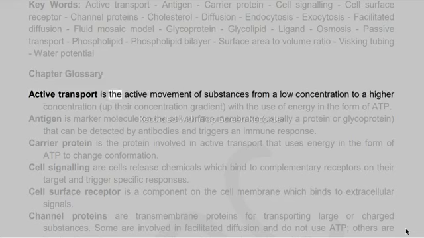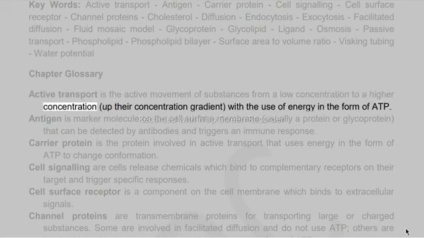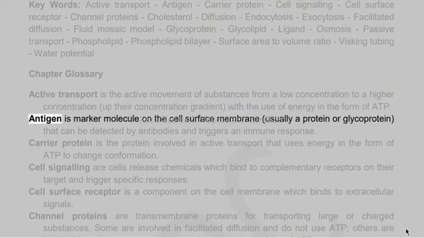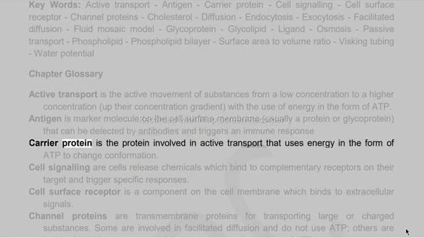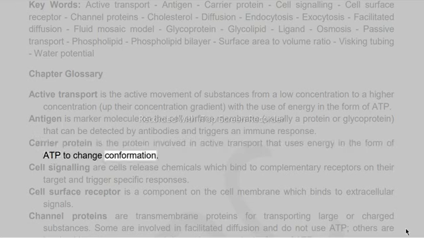Active transport is the active movement of substances from a low concentration to a higher concentration, up their concentration gradient, with the use of energy in the form of ATP. Antigen is a marker molecule on the cell surface membrane, usually a protein or glycoprotein, that can be detected by antibodies and triggers an immune response. Carrier protein is the protein involved in active transport that uses energy in the form of ATP to change conformation.